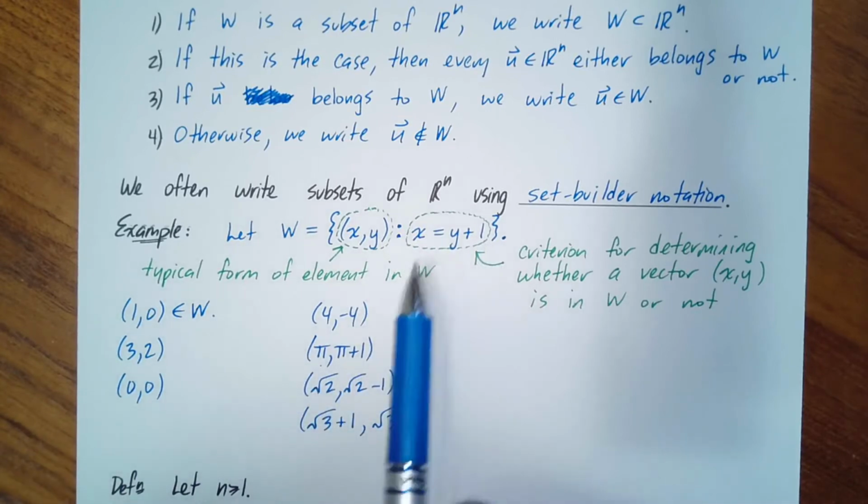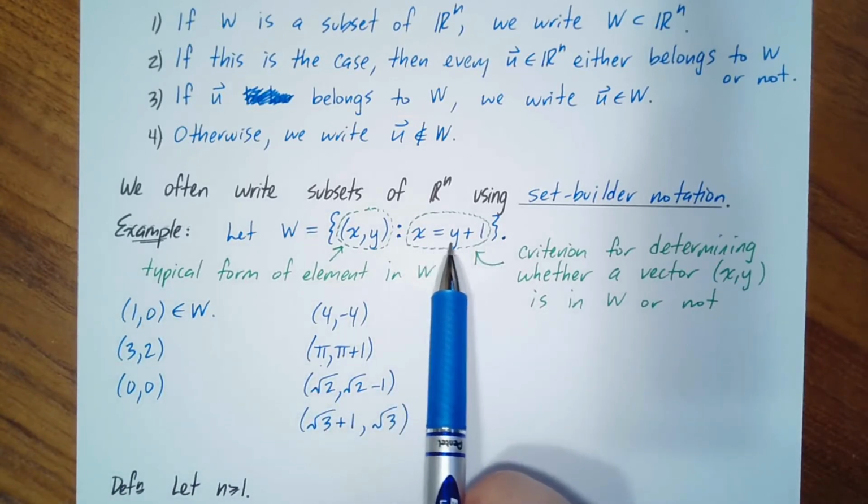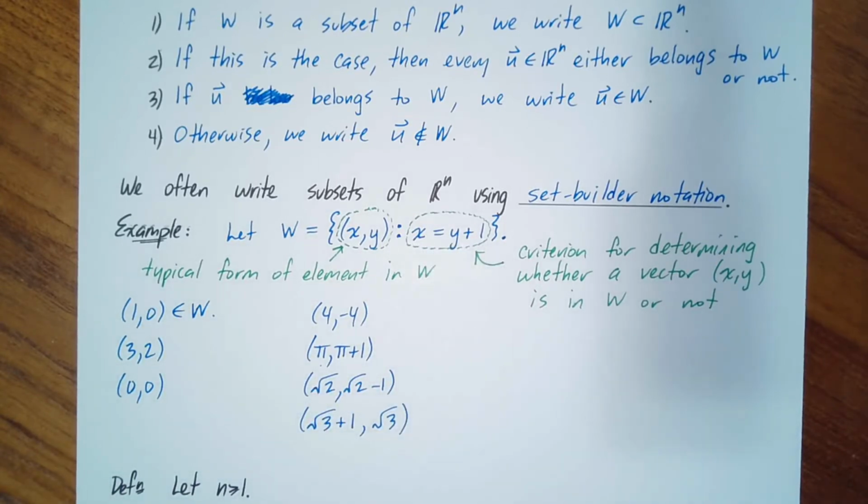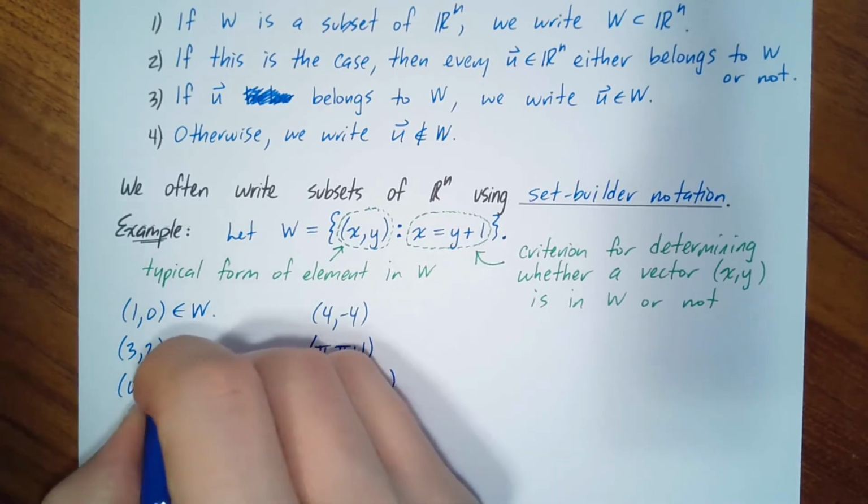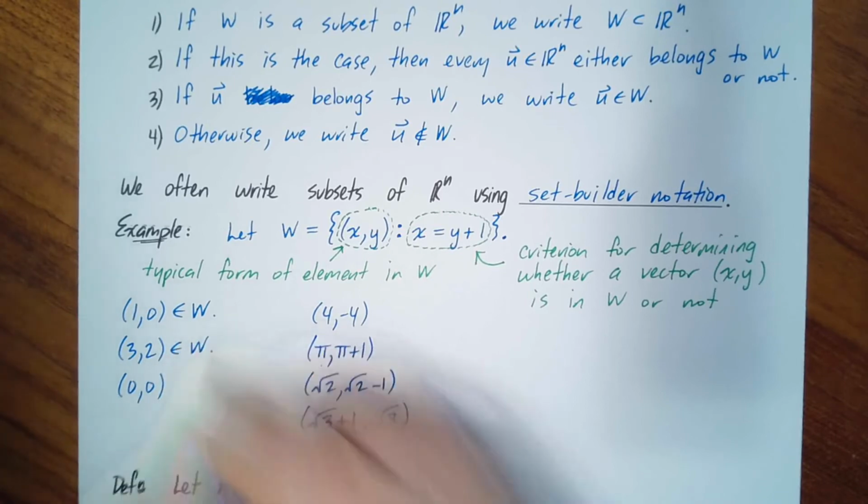What does this equation become? It would become 3 is equal to 2 plus 1. Is that true? Sure. 3 is equal to 2 plus 1. So that means this is in W as well.